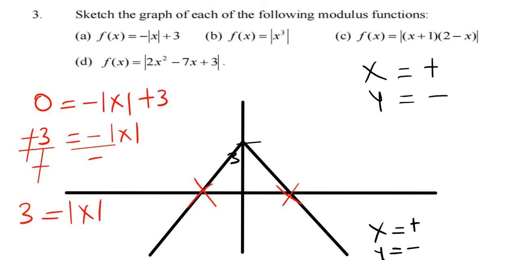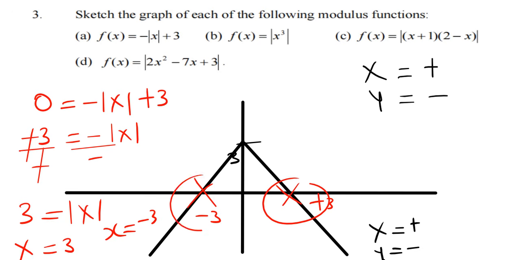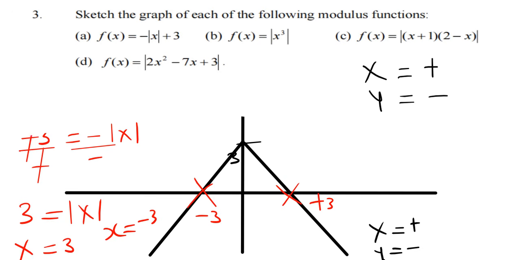Then how do we remove the modulus? Like we've said, x in this case will be 3. The other value of x will be equals to a negative 3. So in this case, this will be negative 3 and the other one will be positive 3. These are the x-intercepts. So that is how you graph the first one.